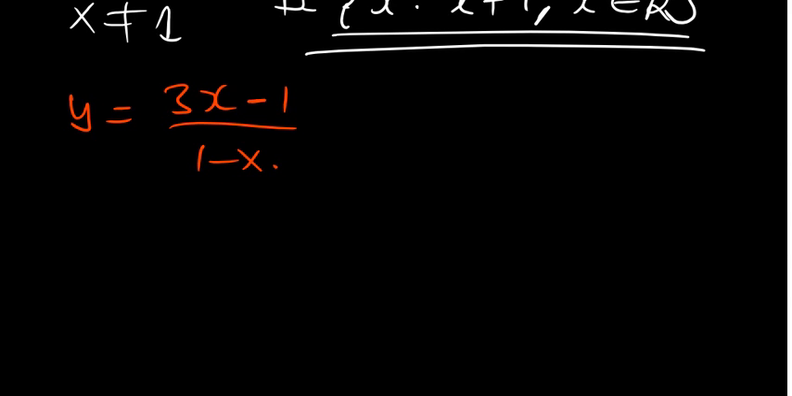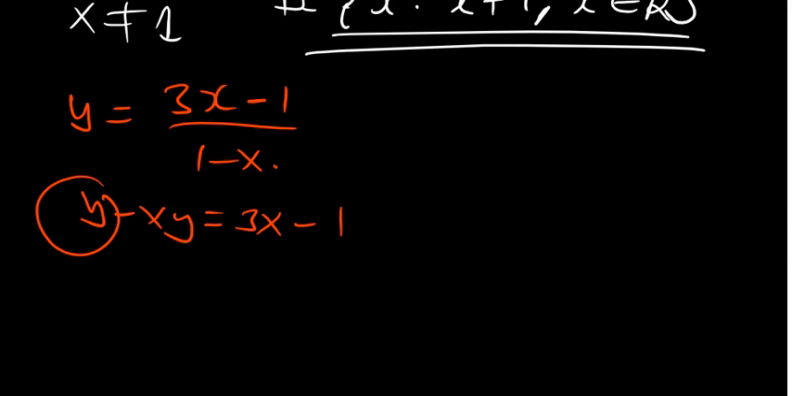I'm going to cross multiply. This is going to give me y minus xy has to be equal to 3x minus 1. I want to make x the subject of the formula, meaning that is my inverse. I'll shift this to the other side, and this to the other side, and I'm going to have negative xy minus 3x has to be equal to negative 1 plus y.